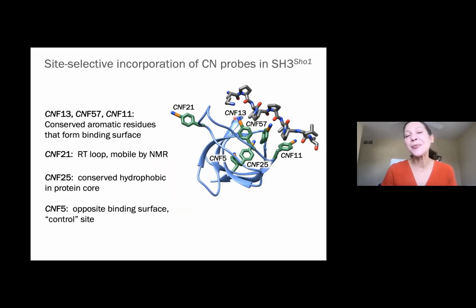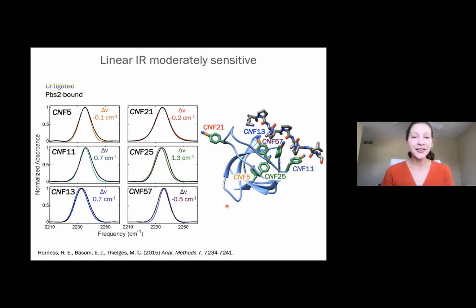We incorporated the cyanophenylalanine individually at three different residues along the interface. These are normally conserved tyrosine residues found in almost every SH3 domain. We put one on a mobile loop, one at a conserved aromatic site in the core, and then another here for more of a control. Here are the linear spectra of each of the residues, in color, in the absence of ligand in black, and when you bind its proline-rich ligand.